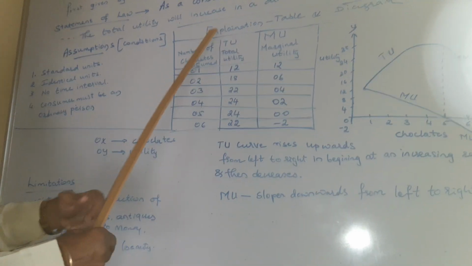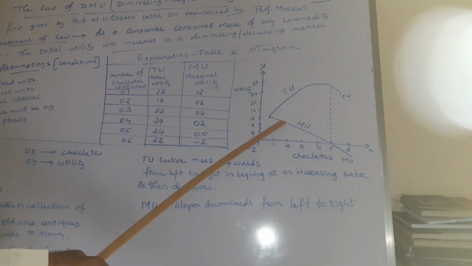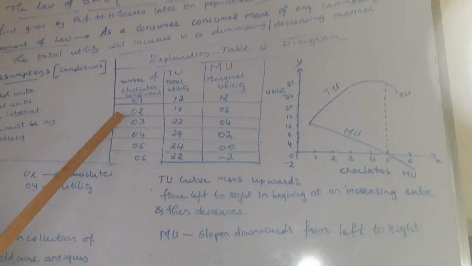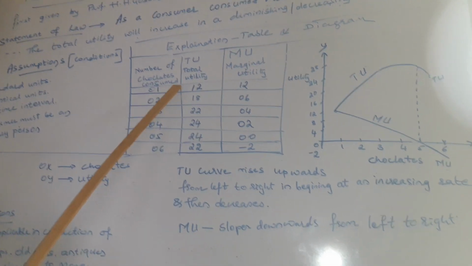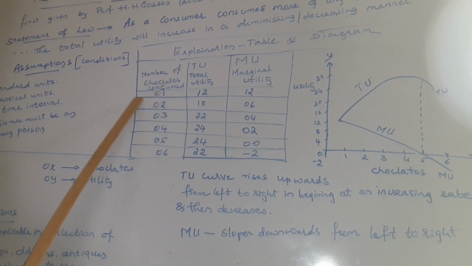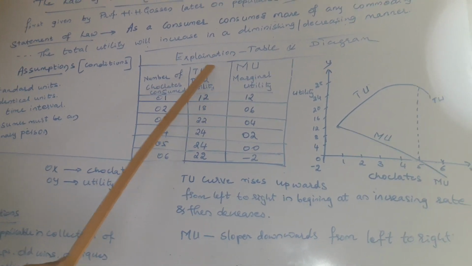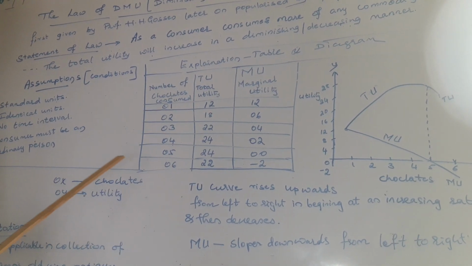So the law of diminishing marginal utility can be explained with the help of a table and a diagram. Please focus on the table. In the table, you are going to see there are 3 columns. The first column represents the number of chocolates. The example we have taken is chocolates, the number of chocolates a consumer is going to consume. The second column represents the TU, that is total utility. The third column represents the marginal utility.